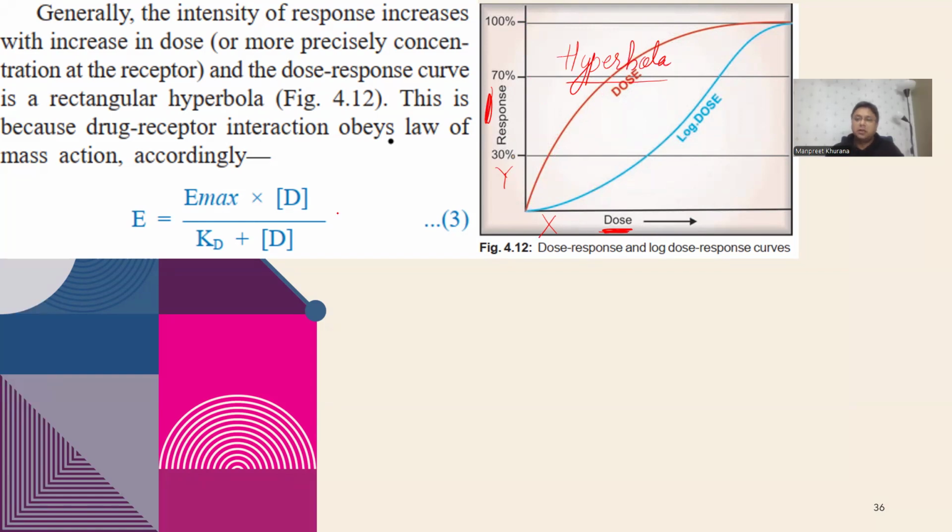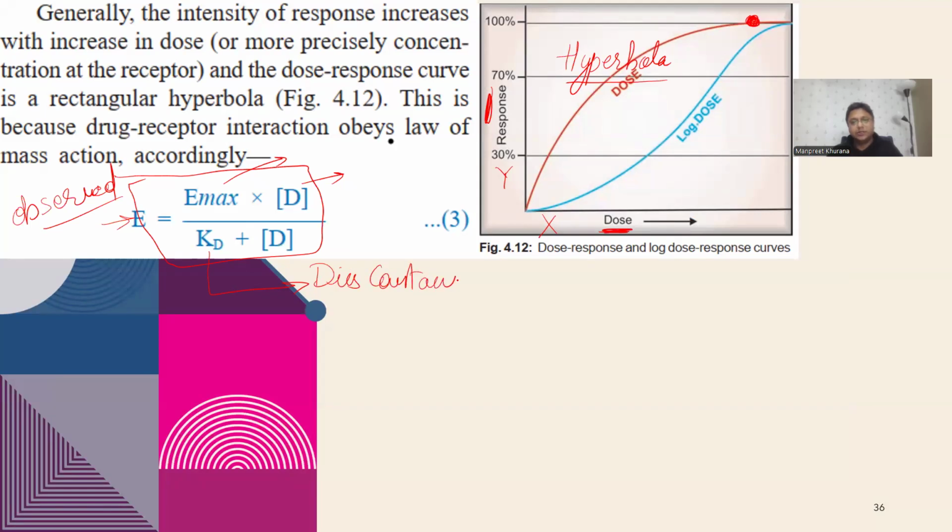Now, if you see, this graph is produced because whenever we increase the concentration of the dose, right, the response is increasing, which is actually governed by the law of mass action given by this equation, where E is the observed effect of the dose, right? E max is the maximal. For example, in this case, this is the maximal response, which is 100%. D is the drug concentration, easy to understand. Kd is the dissociation constant.